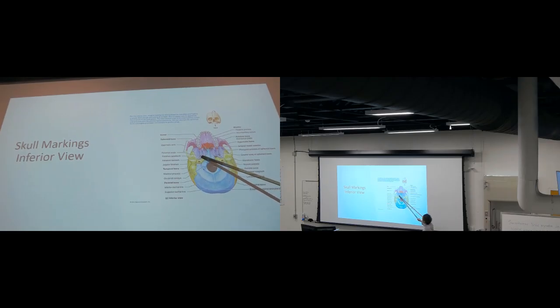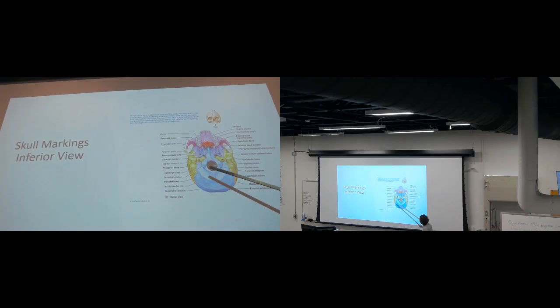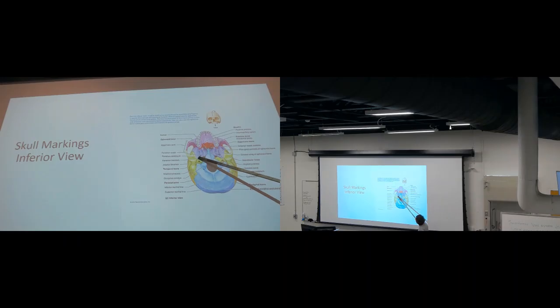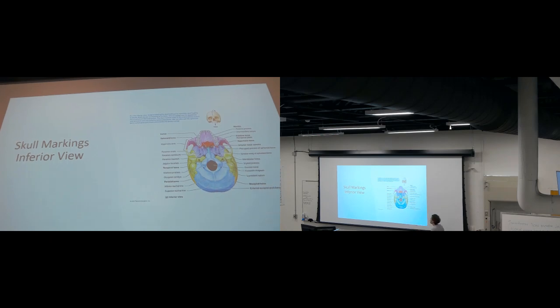This is the foramen ovale. A major nerve passes through here, which is cranial nerve number 5, the mandibular branch. Here's the foramen spinosum and foramen lacerum. So that's all that you can see in this inferior view.